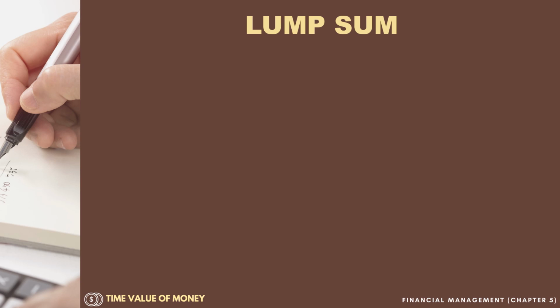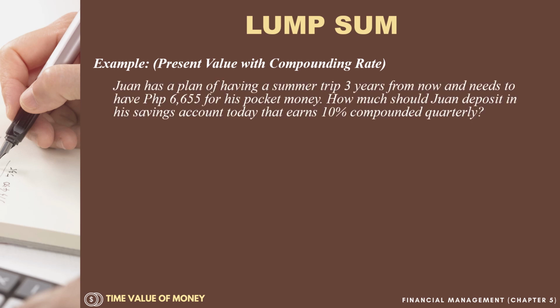Now let's have our last example for this category of the time value of money. So we have here the present value with the compounding rate. Now our example here is just the same as our example about the present value with the annual rate. It's just that our interest here is compounded quarterly. Okay, so all variables will hold the same except for the M, or the number of periods per year. So that is 4, considering that again our interest is compounded quarterly.